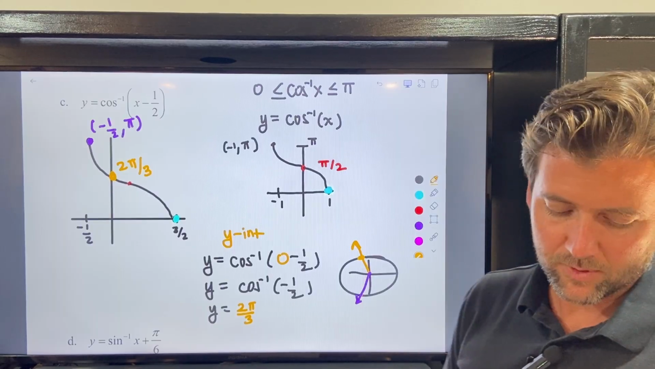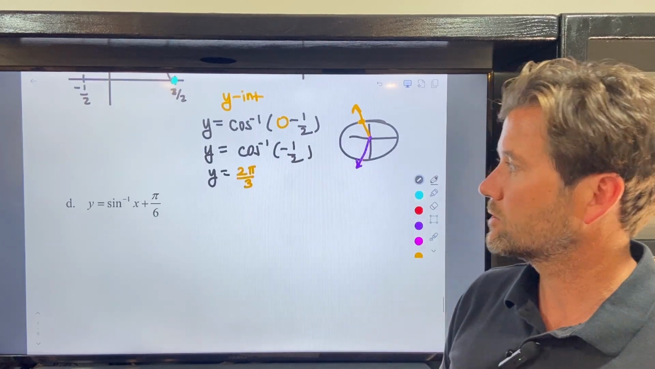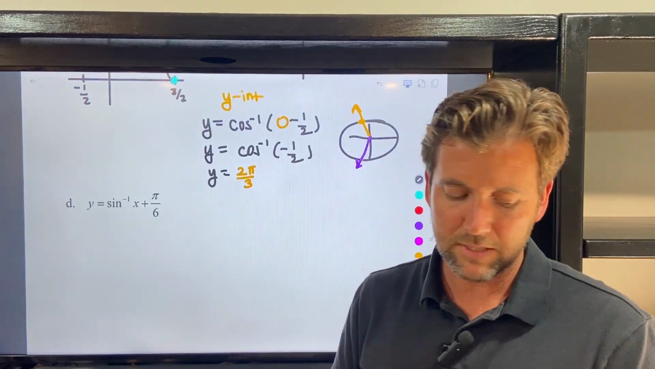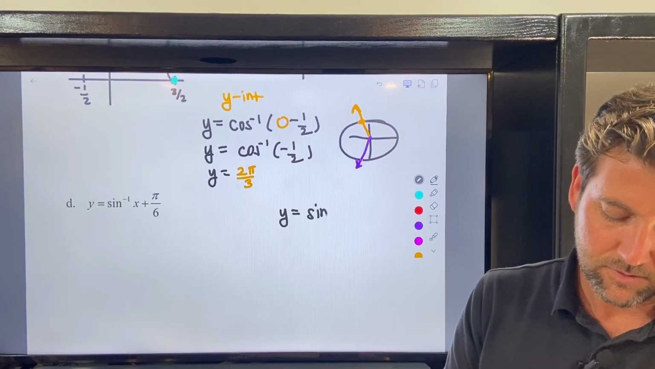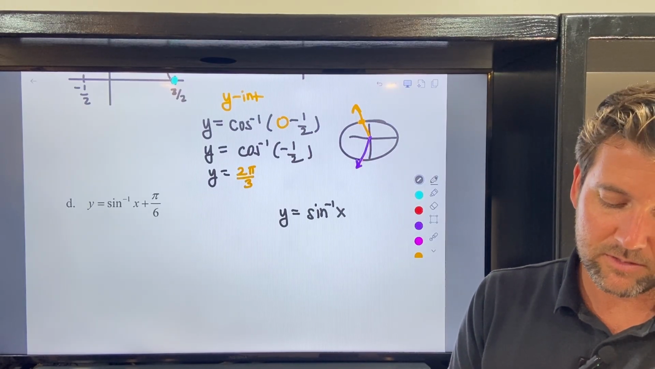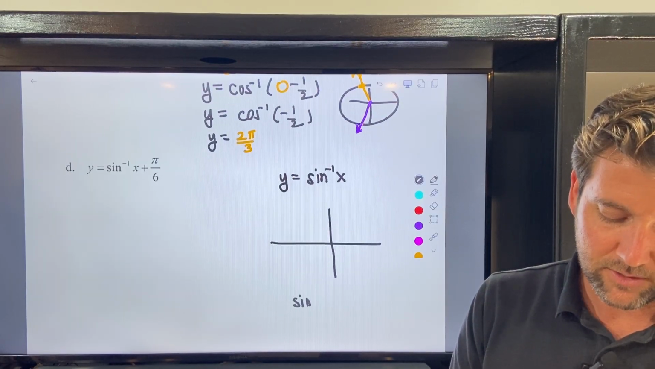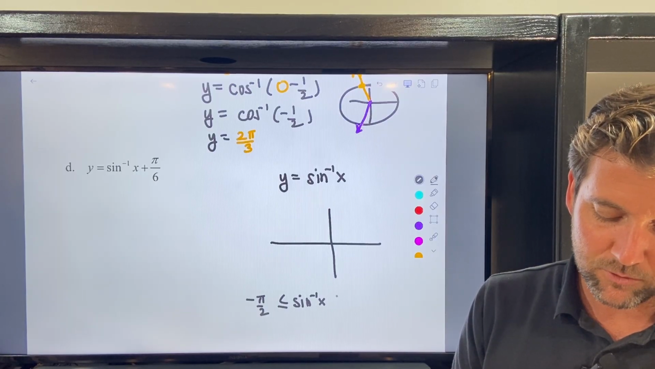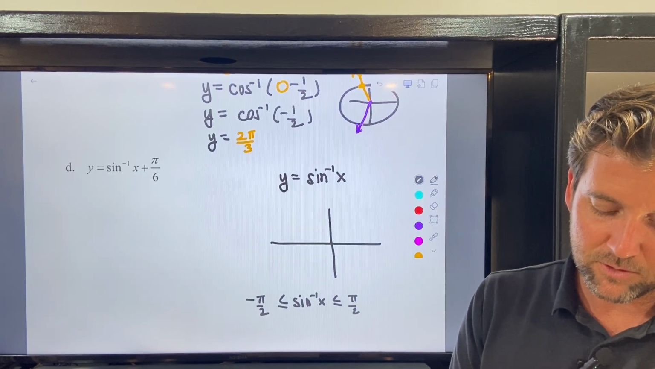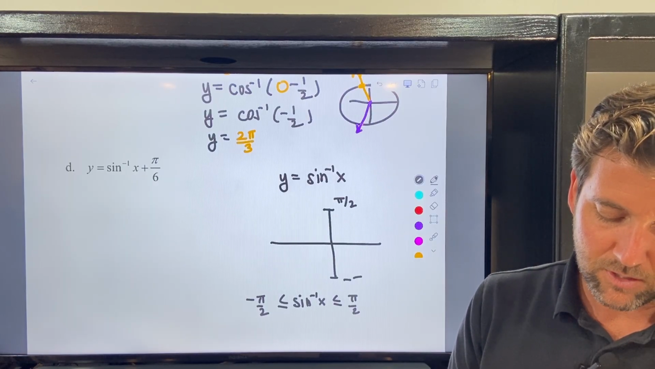Alrighty. Arc sine of x plus pi over 6. This is part D. So arc sine of x, let's graph this parent function. We should know that the arc sine of x has to output values in between or including -pi over 2 to pi over 2. That's my range of arc sine.